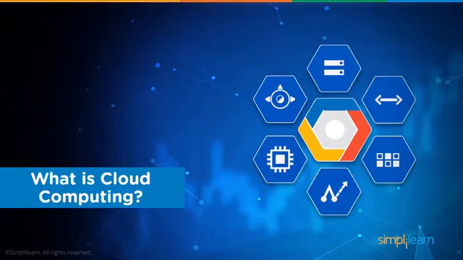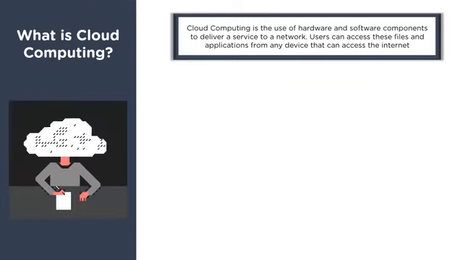So when we talk about Google Cloud Platform, we also need to know what is cloud computing. Cloud computing is the use of hardware and software components to deliver a service to a network. Users can access these files, applications and services provided by a cloud provider from any device that has access to the internet. In short, cloud computing is a way where a cloud provider provides access to different services such as resources.